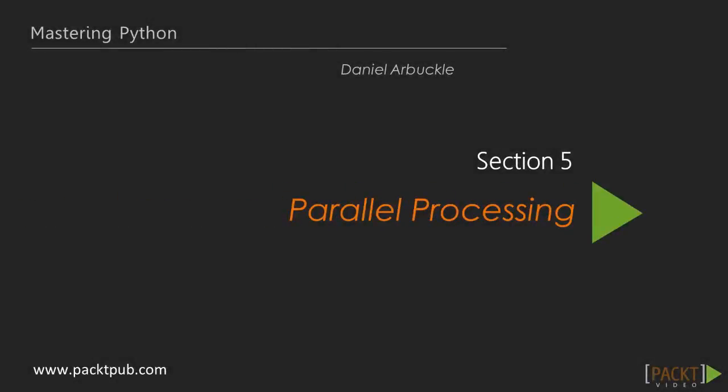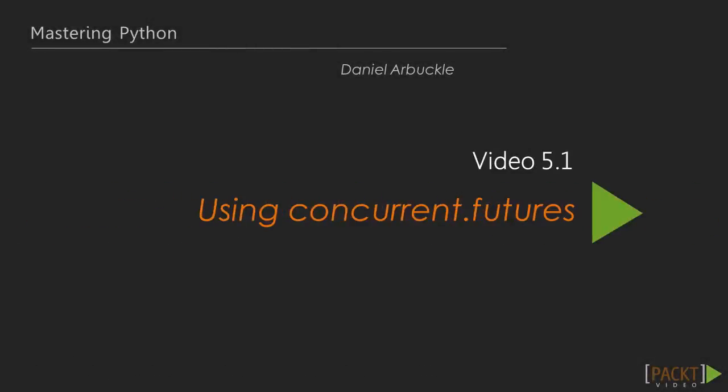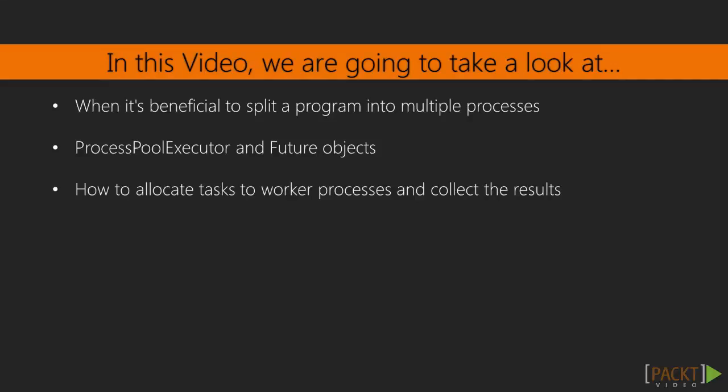Section 5, Parallel Processing. 5.1, Using concurrent.futures. We're going to look at when it's beneficial to split a program into multiple simultaneous processes. Then we're going to see how ProcessPoolExecutor and Future objects allow us to farm out tasks to worker processes.